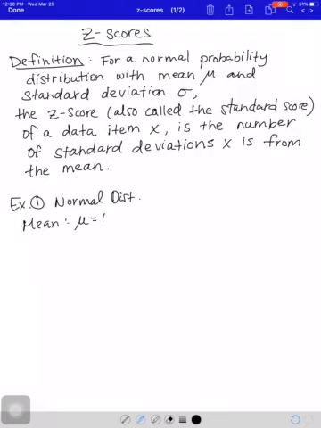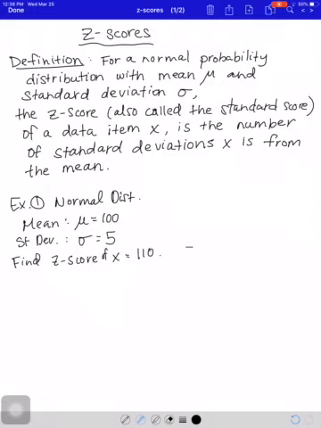So mu is equal to 100, and our standard deviation, let's say, sigma is equal to 5. Suppose we want to find the z-score of a data item of, how about, 110. So we're going to find the z-score of x equals 110. If we think about it, we have to look to see how far away x is from the mean. We can see that it's 2 standard deviations above the mean, right? 110 is 2 times 5 greater than the mean of 100.